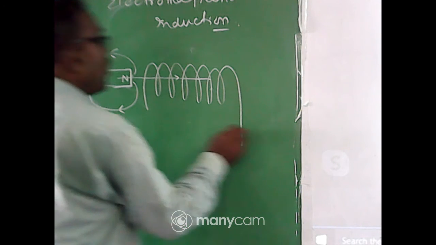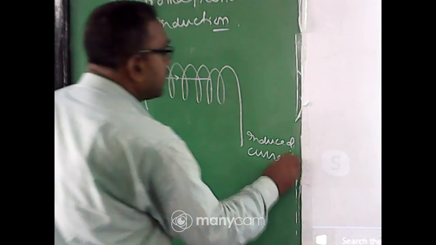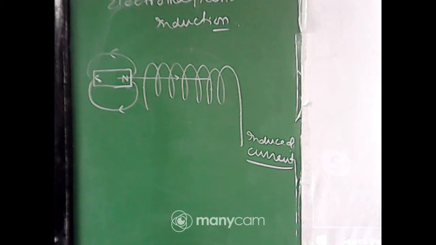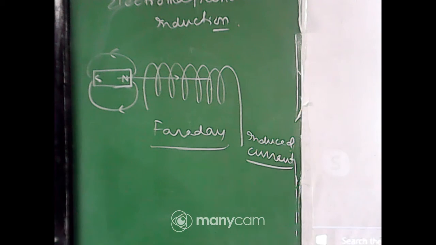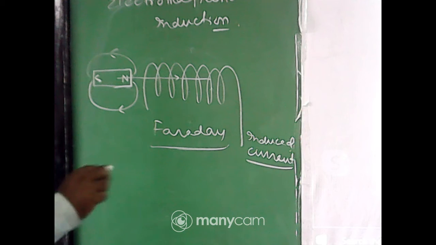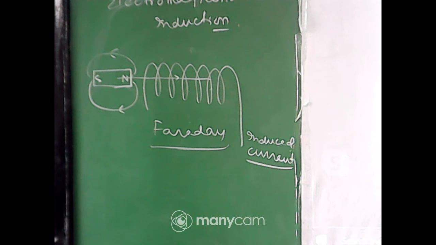This current is called the induced current. This was discovered by the scientist Faraday. So we know this as Faraday's law of electromagnetic induction. First law: if the magnet is moving inside the coil, that means its magnetic flux changes, it creates some current. That current is the induced current.